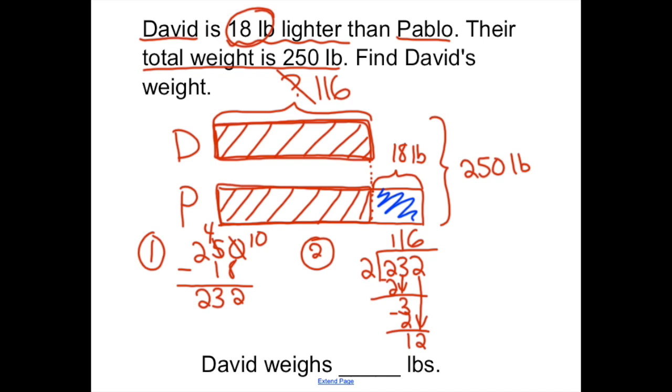If I wanted to find Pablo's, which I'm not asked for in this case, but say I did, I would have a third step, which would be adding 116 and 18 together, and I would get 134, and that would be Pablo's weight. But I'm asked for just David, so I need to stop at step 2. David weighs 116 pounds. Let's take a look at another problem here.